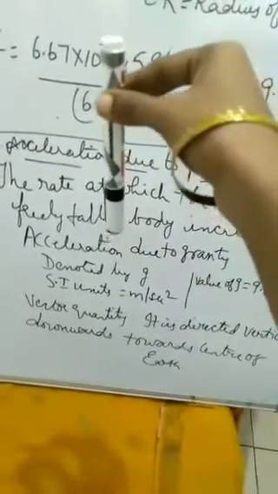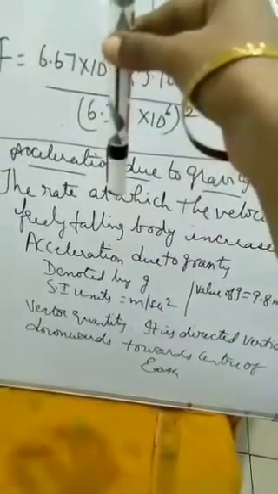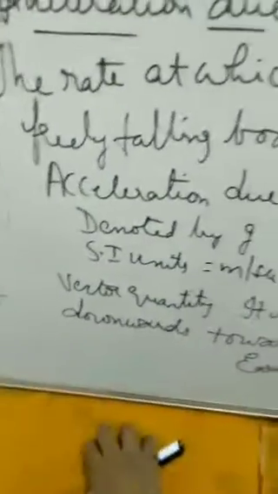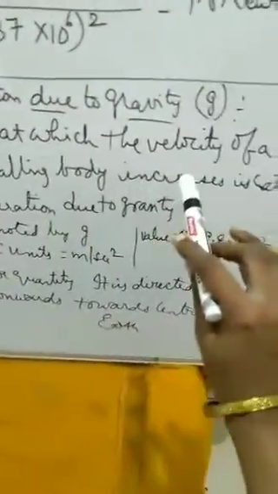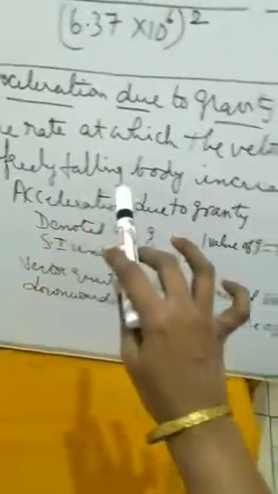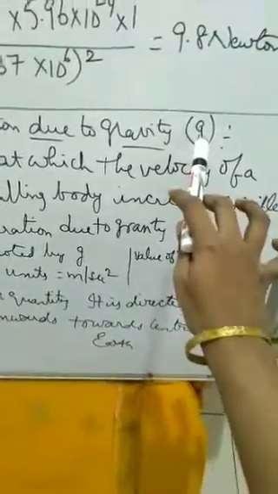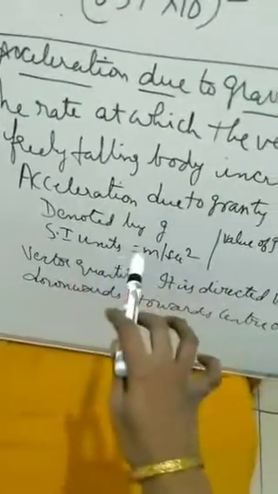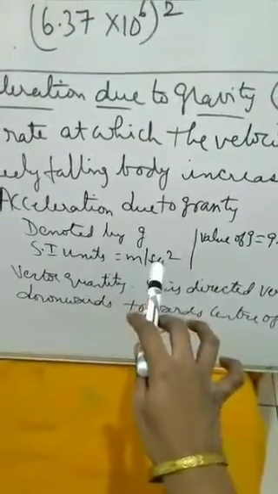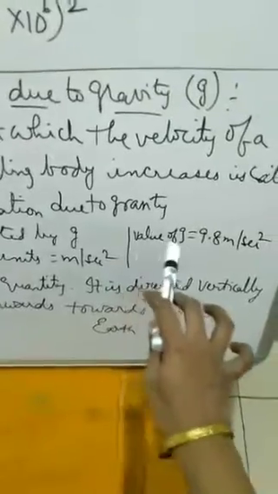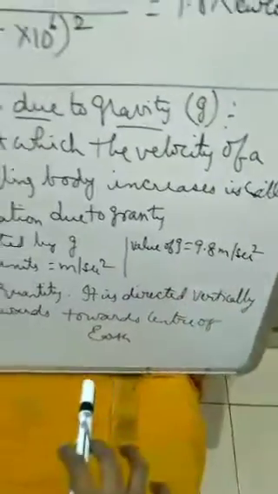When I have left it, what happens? The freely falling body is going to fall freely with increasing velocity. So the rate at which the velocity of a freely falling body increases is called acceleration due to gravity. This is represented by small g, and SI units are meter per second square. You know, normal acceleration, SI units are also meter per second square. The value of g is 9.8 meter per second square.